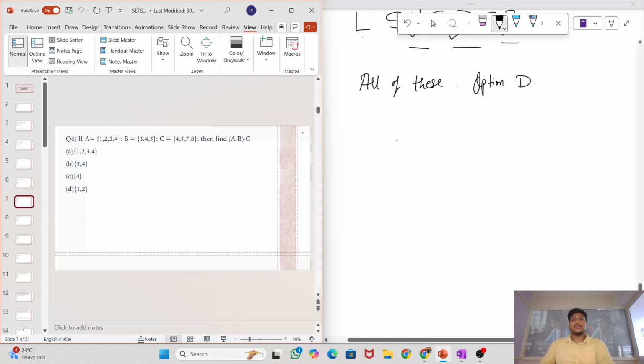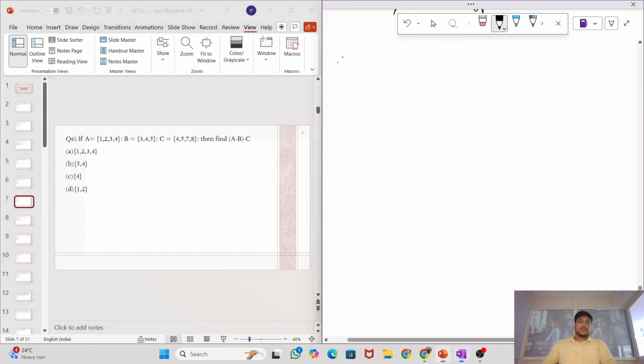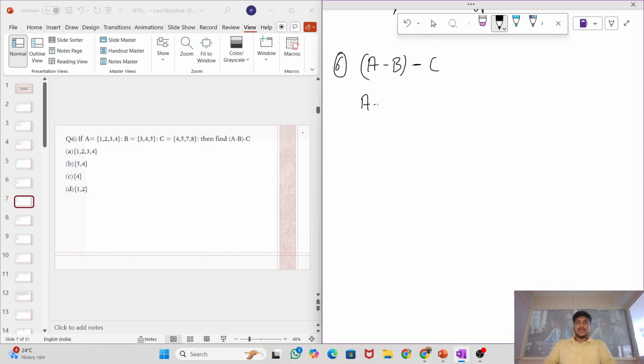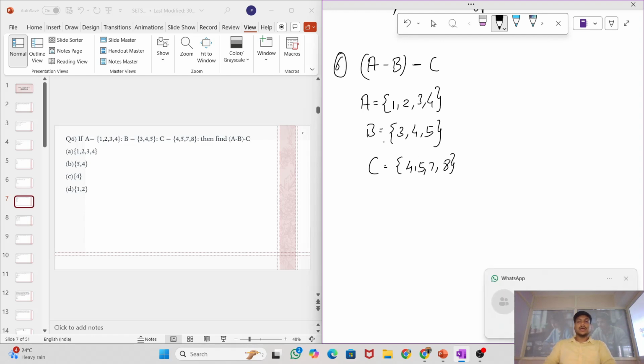Alright, let's move on to the next one. Here they are asking you to find A minus B minus C. Here in the given question we have set A as 1, 2, 3, 4, set B as 3, 4, 5, and set C as 4, 5, 7, 8. They have asked us to figure out what could be the correct answer for this operation, A minus B and then minus C.